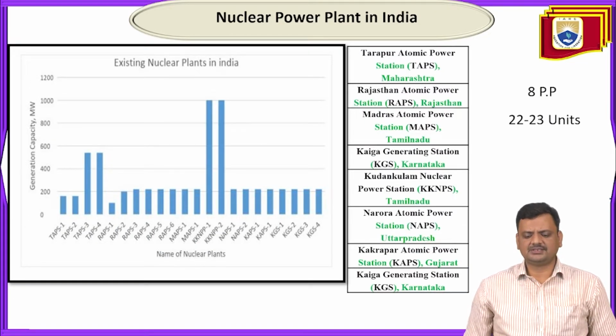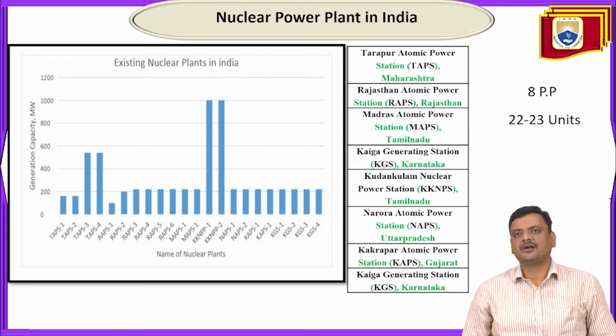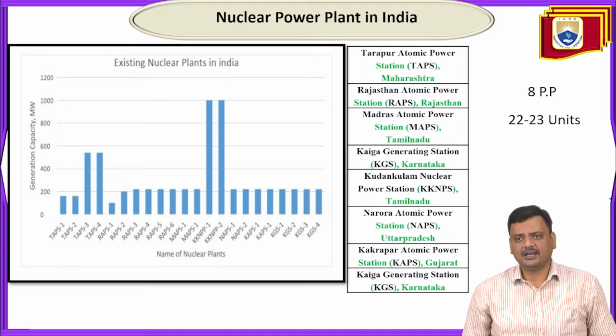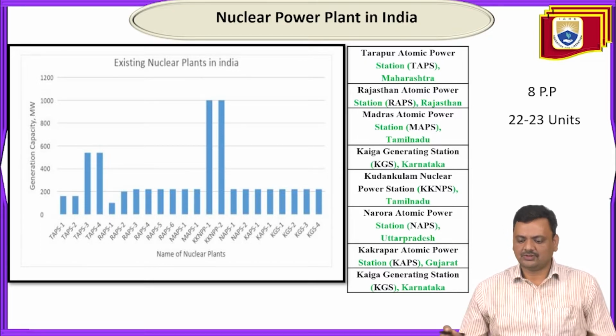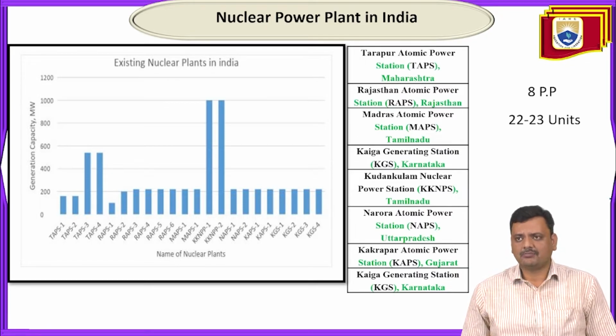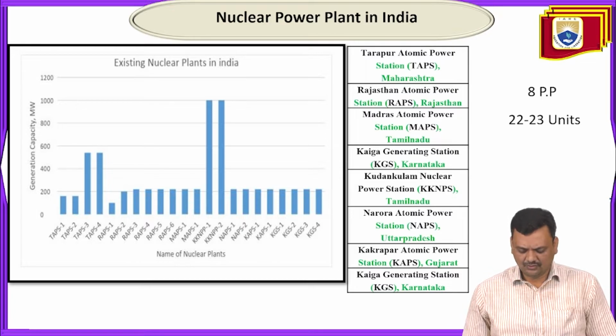Now, what is the status of our country? How many nuclear power plants are working in India? To the best of my knowledge, 8 nuclear power plants are currently running and generating power. All are for civilian purposes, meaning they are only used for generation of electricity.